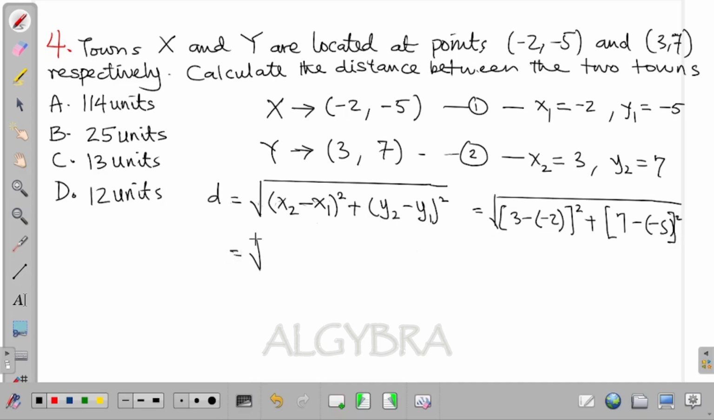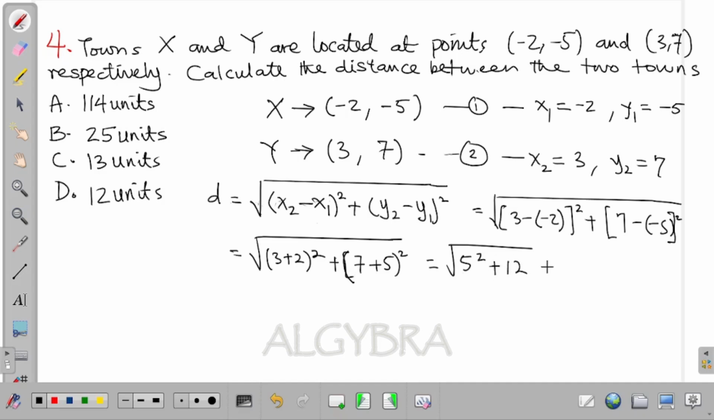Okay, so let's wrap this up first. 3 minus -2, negative times negative, gives plus, so this is 3 plus 2, all squared, plus 7 plus 5, all squared. This is equal to the square root of 3 plus 2 is 5, so 5 squared, and 7 plus 5 is 12, so 12 squared.